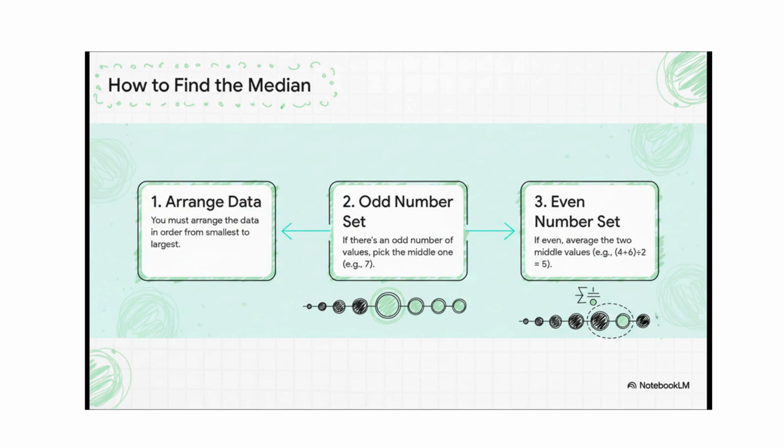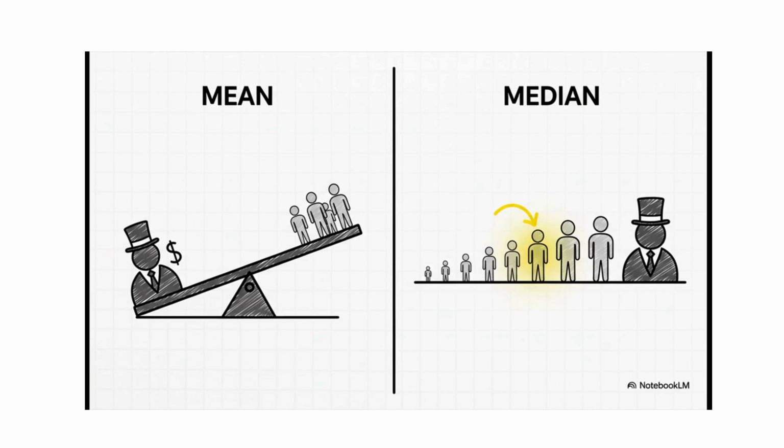Now, finding the median has one absolutely crucial first step. You have to arrange your data in order, from smallest to largest. If you've got an odd number of values, it's easy. The median is just the number right in the middle. If you have an even number, like we do here, you just find the 2 middle numbers, add them together, and divide by 2. So for 2, 4, 6, and 8, the 2 middle numbers are 4 and 6, and the average of those is 5. And this, right here, shows you the median's superpower.